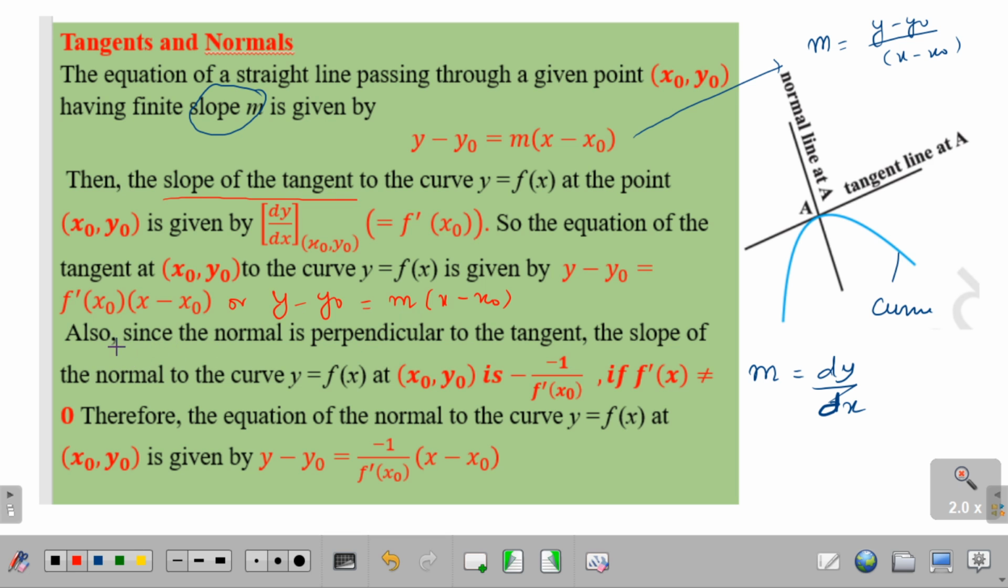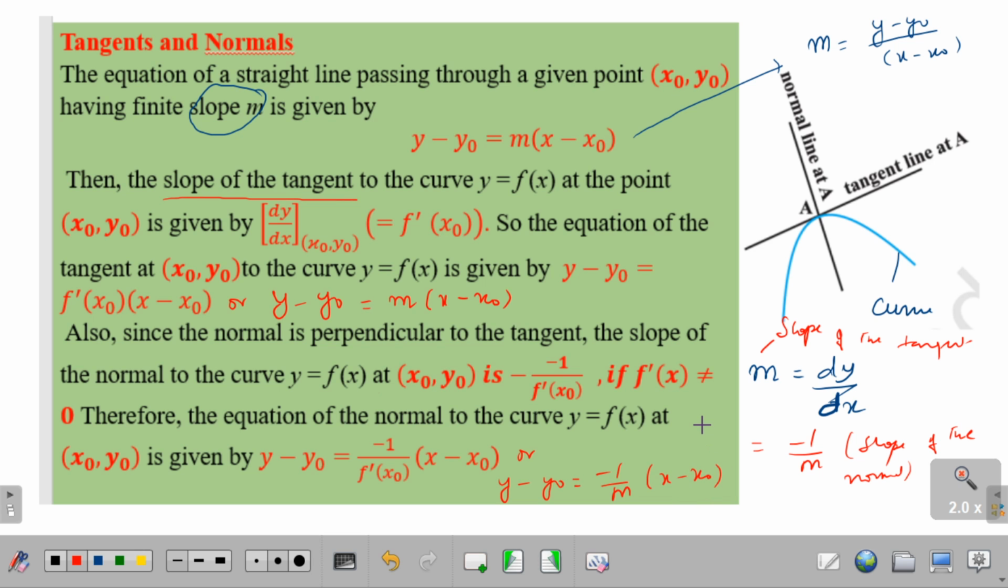In a similar manner, since the normal is perpendicular to the tangent, remember that the normal of a line is always perpendicular to the tangent. So if m is the slope of the tangent, then the slope of the normal will be minus 1 by m. The equation of the normal is y minus y naught is equal to minus 1 by m times x minus x naught.